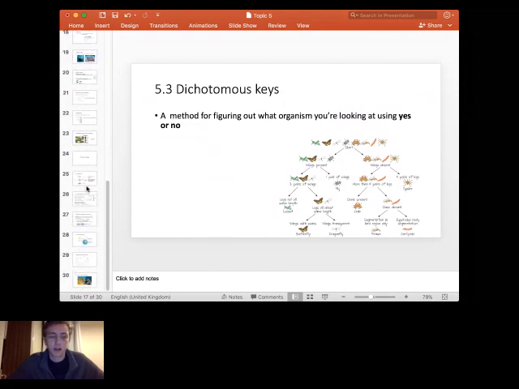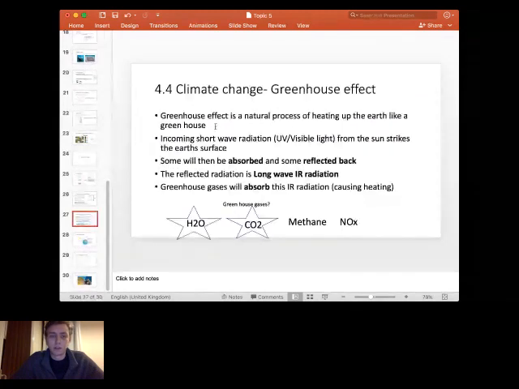Okay. The final thing that we're going to be talking about today is climate change. So obviously a very important topic in today's day and age. Specifically the greenhouse effect. I'm sure you've heard about it loads and loads, but if you need a reminder, it is basically the process where the Earth is heating up in the same way that a greenhouse can heat up when the sun is shining.